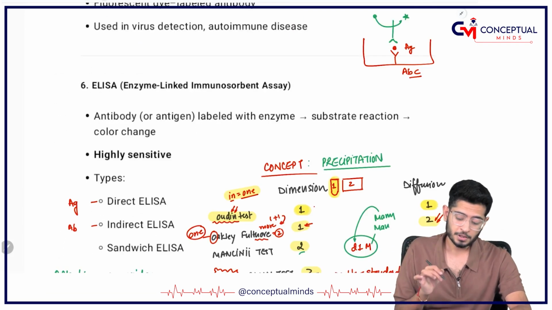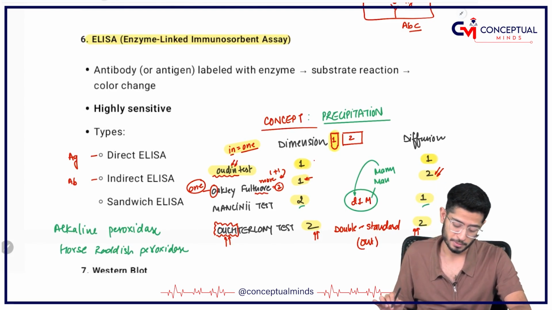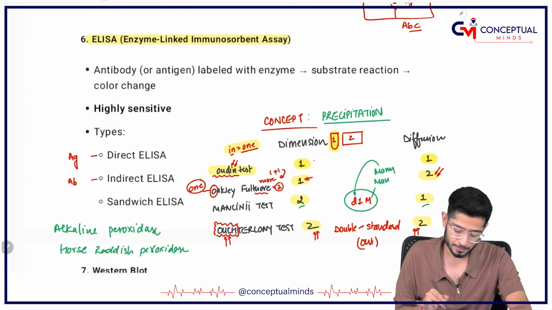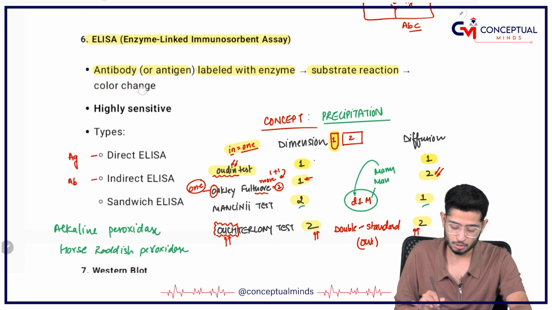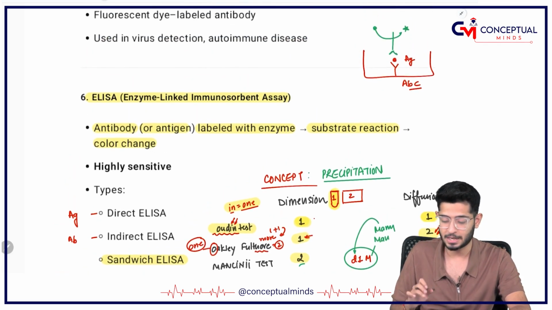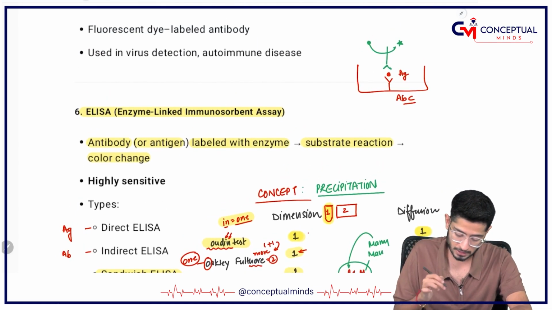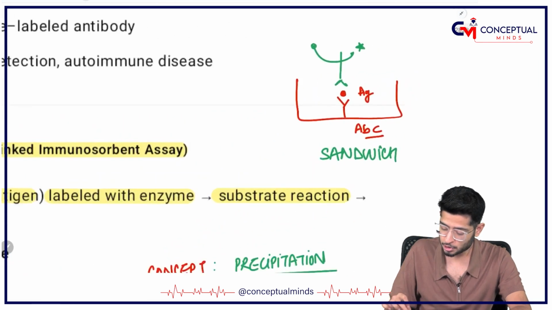Okay. Coming on to the next important part of this lecture, that is ELISA, called Enzyme-Linked Immunosorbent Assay. So what happens? An antibody or antigen which is labeled with an enzyme is going to have a substrate reaction, and it is going to show a color change. For example, if we talk about the Sandwich ELISA, let me take you through the example of Sandwich ELISA here. Alright, so what is happening?